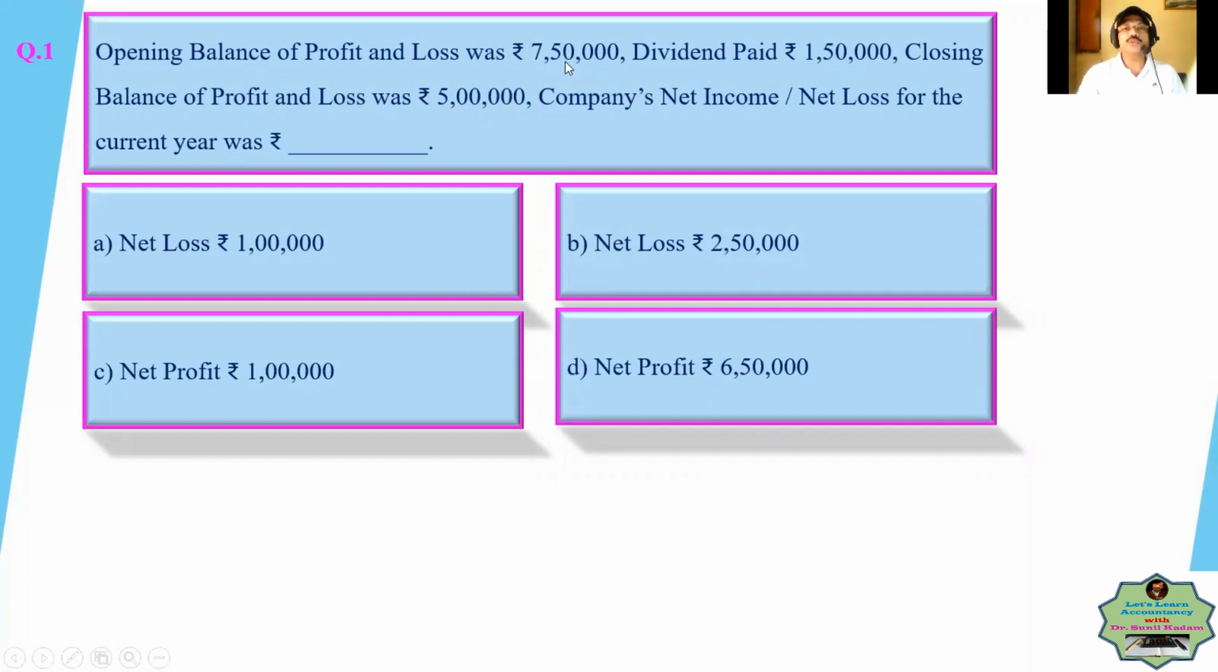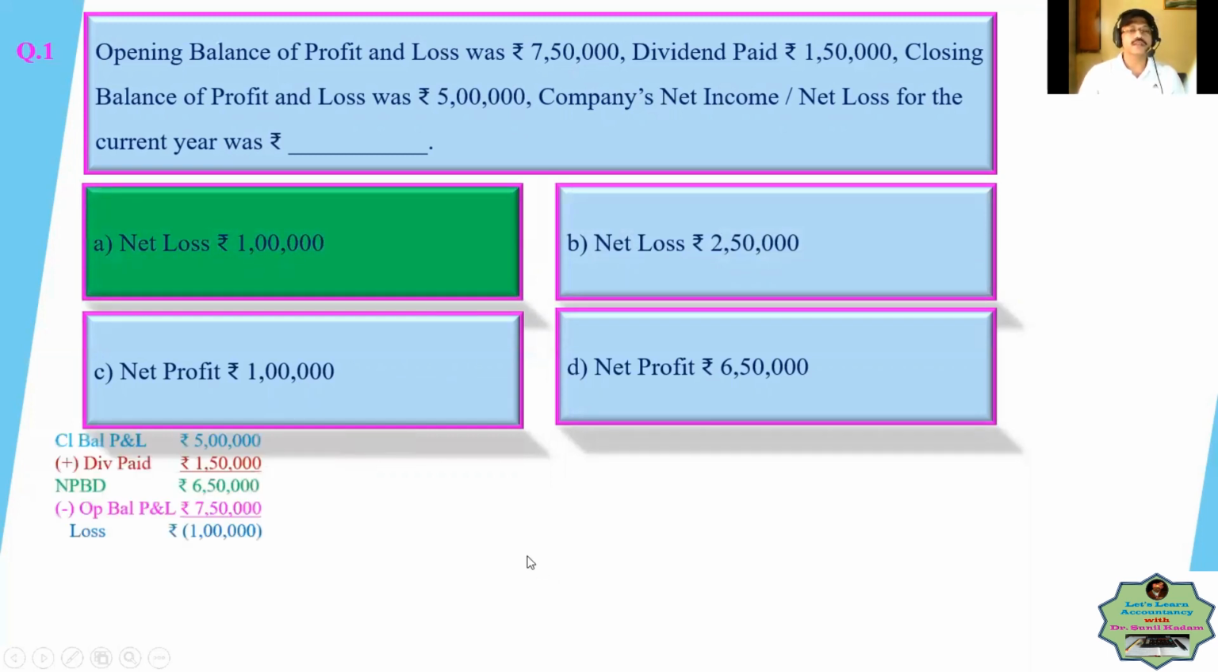So to reach what was the current year's profit or loss, we need to calculate backwards so that we'll be able to get the correct answer. Let me tell you first, the correct answer is 1 lakh. And we'll counter check how the 1 lakh is correct.